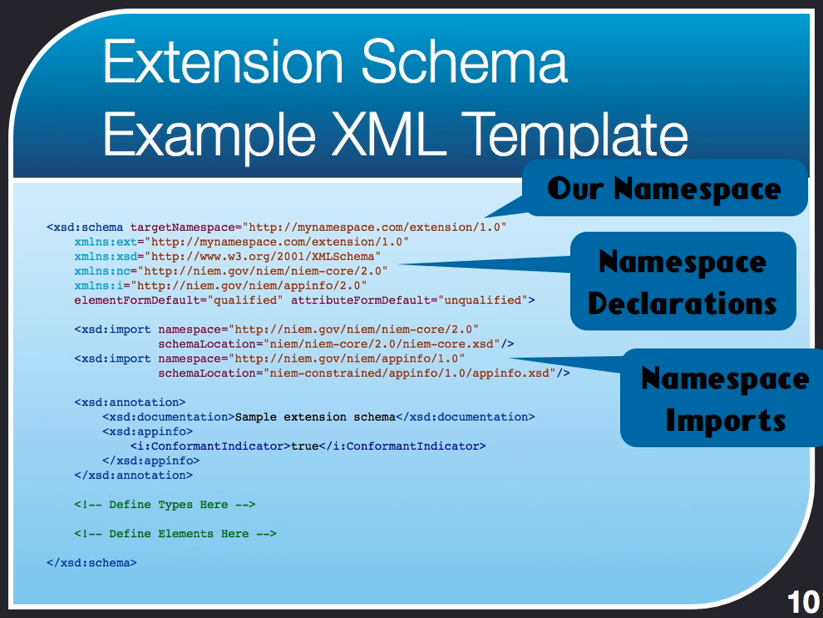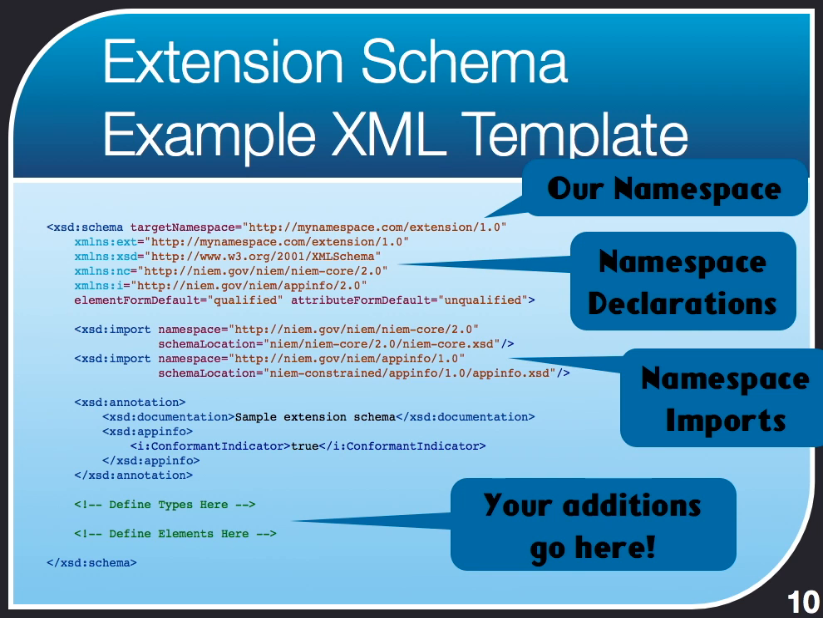And then below that, we have where we can define all our types and we can define all our new elements. Now, again, actually making those extension elements and those extension types is handled in section 5 of Advanced NIEM Technical Concepts. So here we just want to expose you to the shell, and inside where those comments are for defining types and elements, that's where your additions would go.